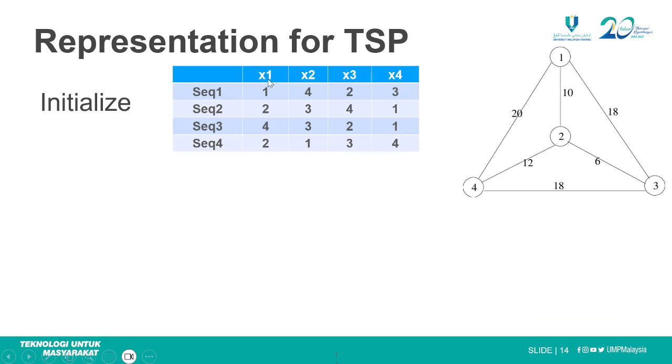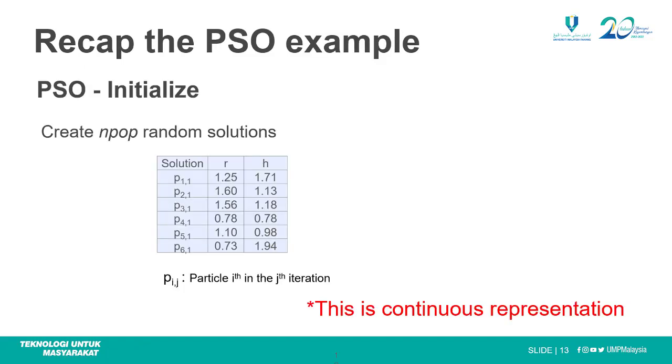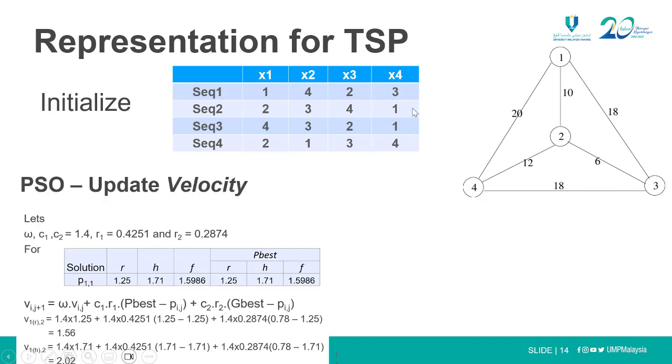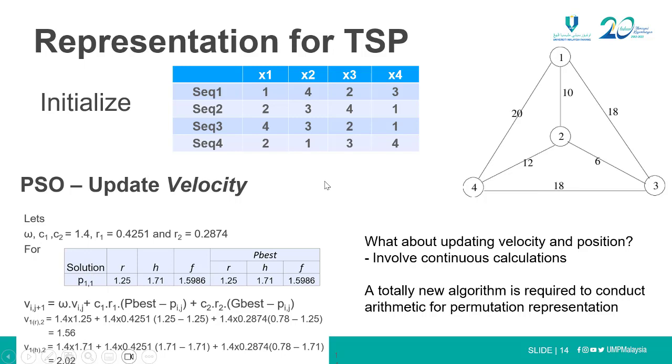Then to represent the TSP, if we utilize the standard PSO approach in the initialize stage, the representation must use permutation, a permutation between 1 to n. This is an example of a permutation. And if we look back at the PSO operation at the reproduction stage, which is updating velocity, the related calculations here, omega, C1, R1, P best, and so on, all use standard arithmetic, which involves continuous numbers. So when we come to update velocity and position, it involves continuous calculation.